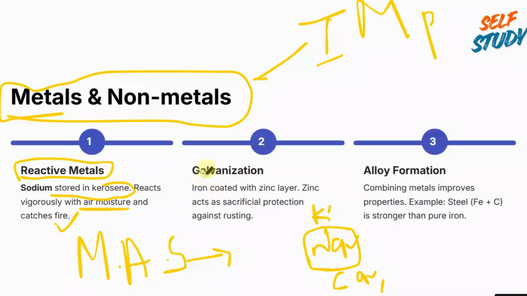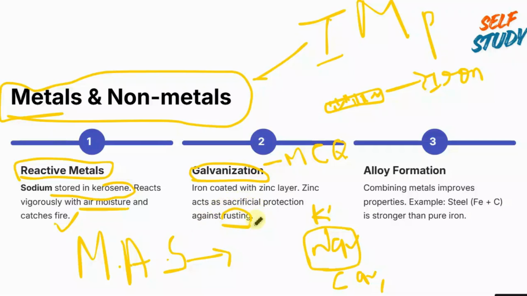Next topic in this lesson is galvanization. An MCQ is expected from this concept. Assume this is a piece of iron. In the galvanization process, iron is coated with a zinc layer to protect it from rusting.